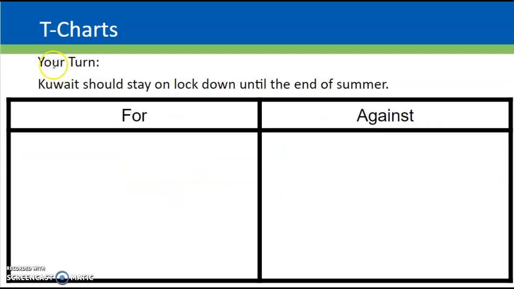So let's look at an example where I'd like you to go ahead and fill this one in. Kuwait should stay on lockdown until the end of summer. So what are reasons this is good and what are reasons this is bad? I want you guys to give me your thoughts.